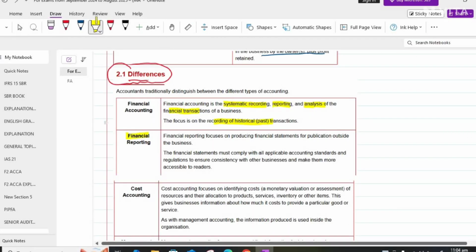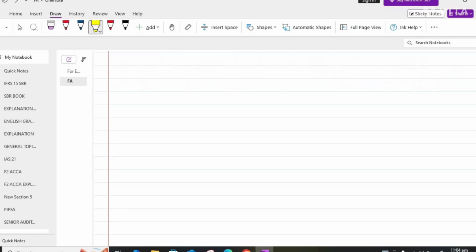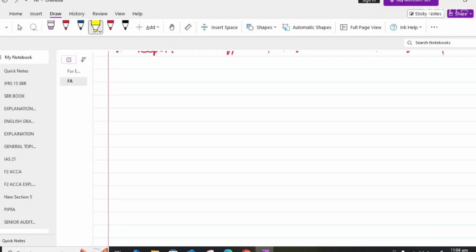So financial reporting is focusing on producing the financial statements for publication outside of the business. Now, the financial statements must comply with applicable accounting standards and regulations to ensure consistency with other businesses and make them more accessible. Let's explain what we mean by financial reporting and what is the difference between financial accounting and financial reporting. So first you have to understand, okay, let me write here.